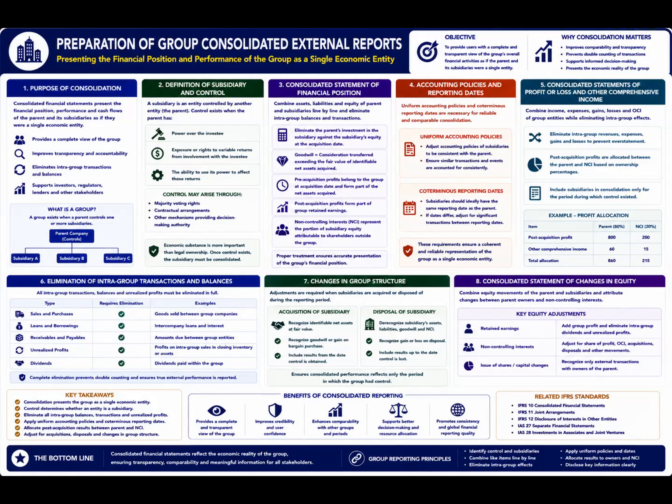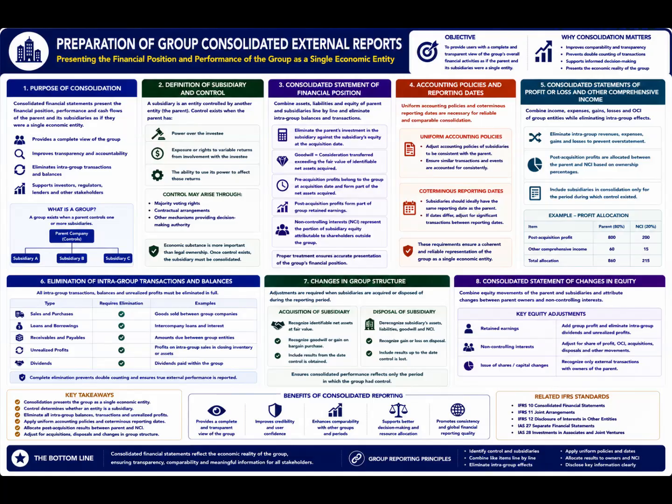Once control is established, the subsidiary must generally be consolidated into the parent's financial statements. Correct identification of subsidiaries is essential because consolidation significantly affects reported assets, liabilities, revenues, expenses, and overall financial performance presented to stakeholders. Preparation of a consolidated statement of financial position involves combining the assets, liabilities, and equity of the parent and subsidiaries line by line while eliminating intragroup balances and transactions.